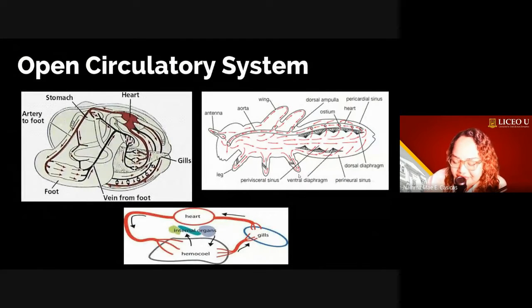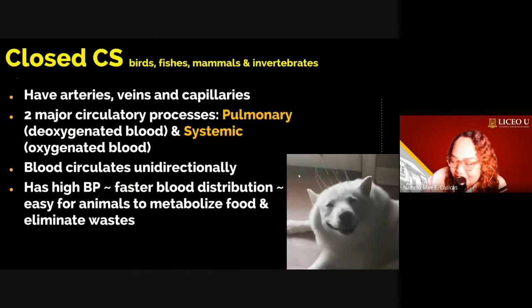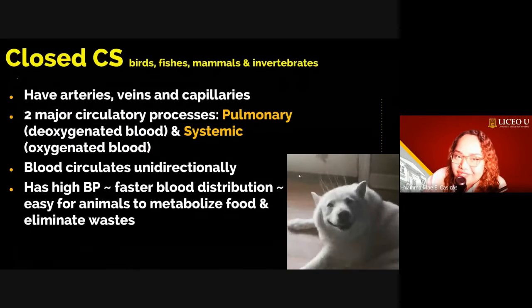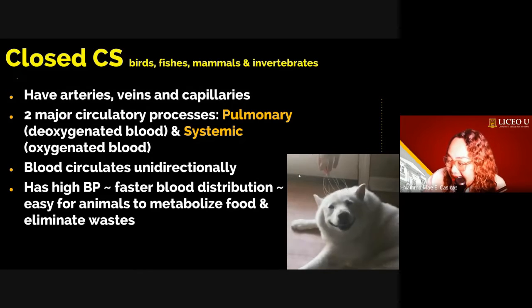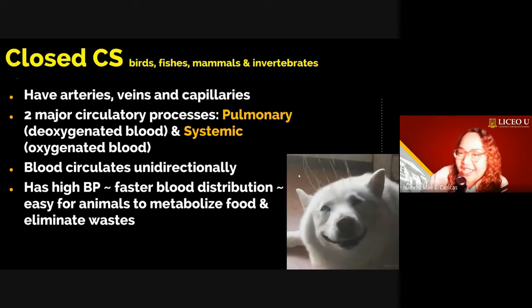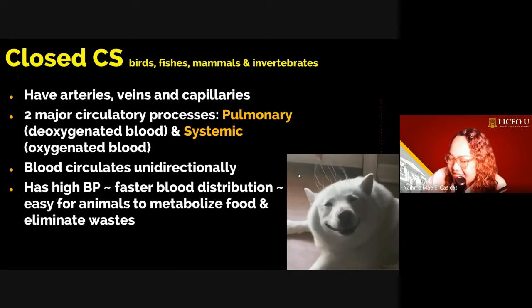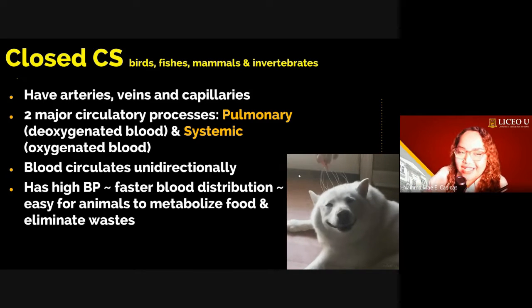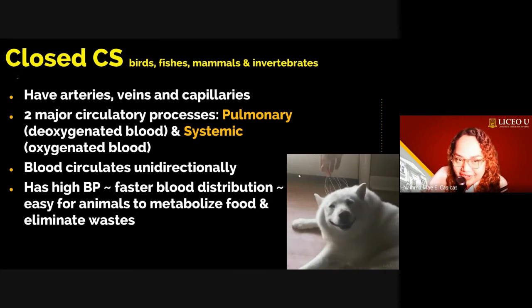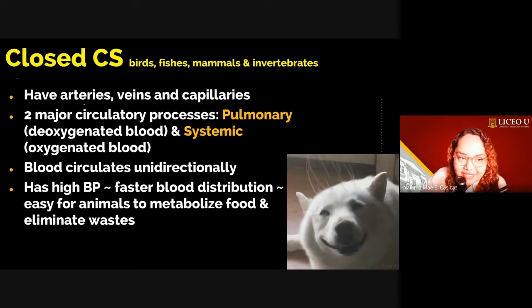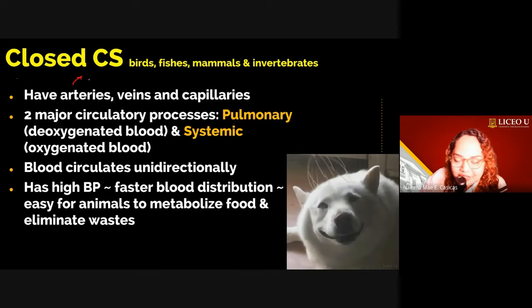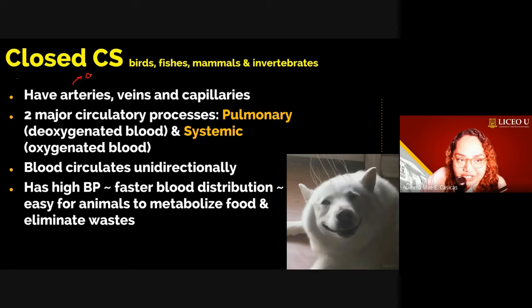We have a lot of images here so that you can visualize it. Then we have the closed circulatory system, which is found in birds, fishes, mammals, which we are part of, and some invertebrates. So in the closed circulatory system, just imagine yourselves. We have arteries, veins, and capillaries. Your arteries are blood vessels that carry oxygenated blood.